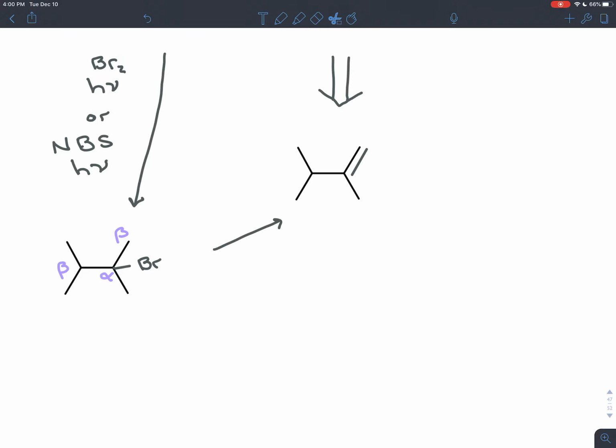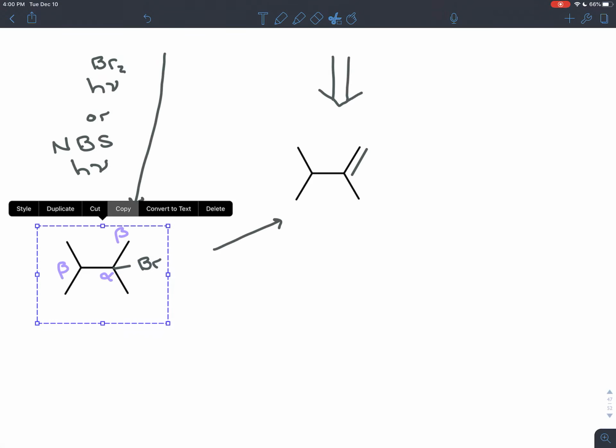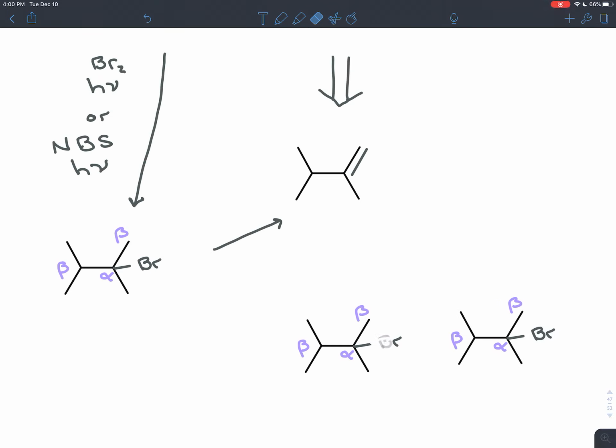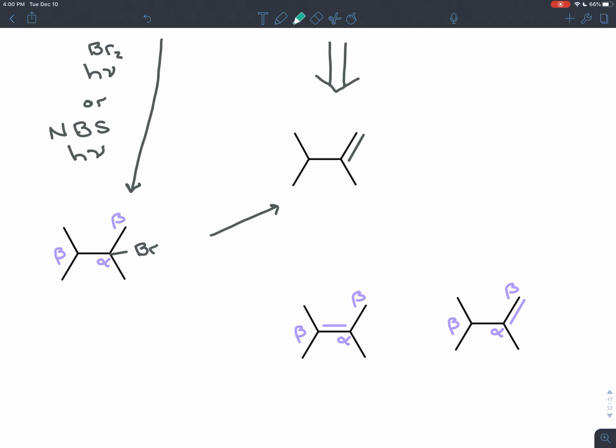So notice, we could technically get 2 separate products here. We could form a pi bond to the beta carbon on the left, or we could form a pi bond to the beta carbon going up and to the right. We want the one going up and to the right. Okay, so let's think about the difference between these. On the left, the carbons in the double bond are bonded to 1, 2, 3, 4 carbons. That is tetrasubstituted.